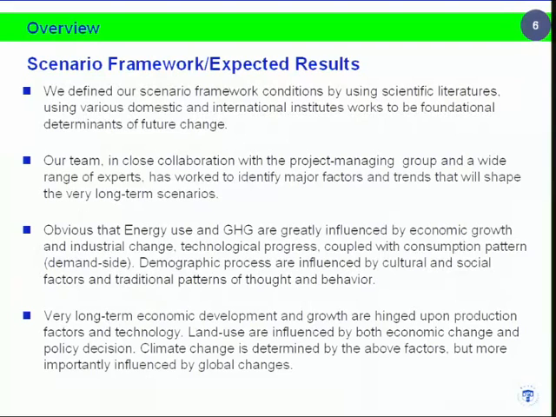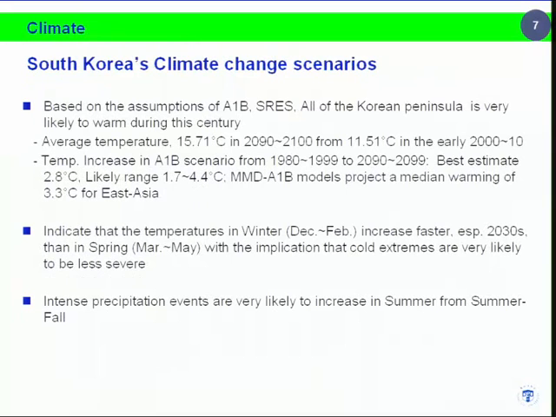Anyway, the climate in Korea: the temperature will increase, precipitation will increase, but the seasonal variation and the seasons may change. Maybe we are experiencing that right now. And then the greenhouse gases depend pretty much on technology and energy supply structure in the future. That is the basic result I'm going to share with you today. Okay, let's go for climate first.